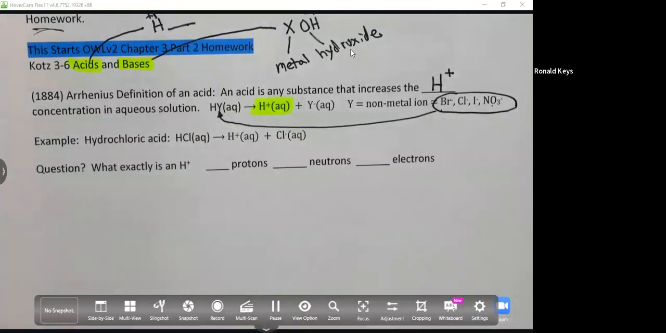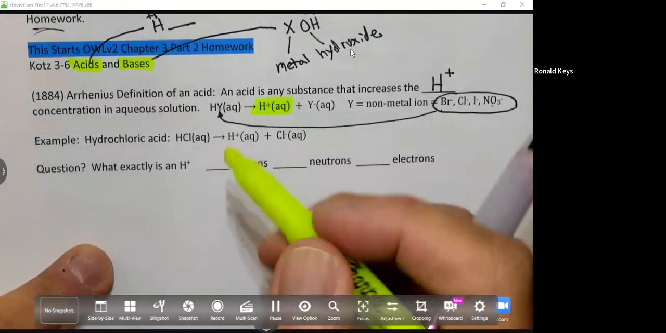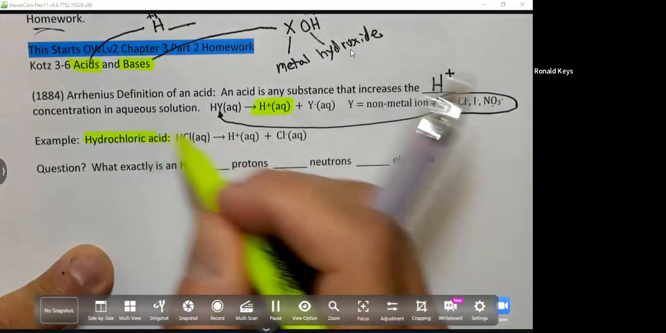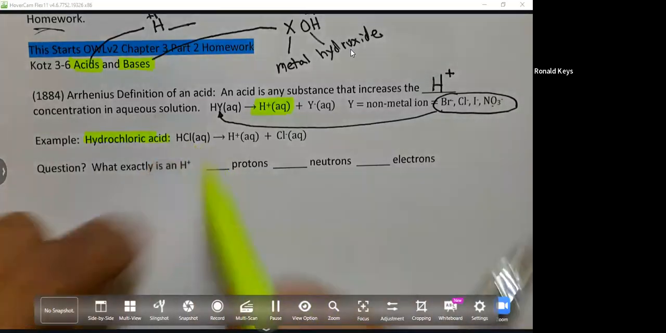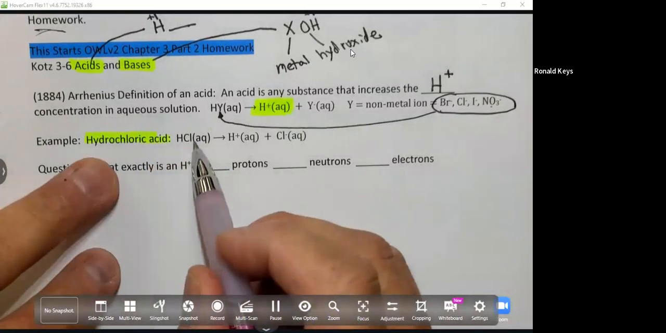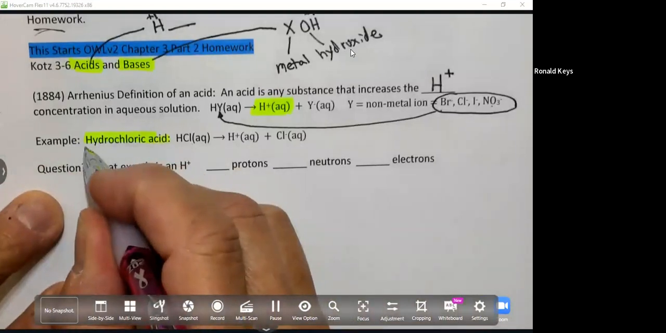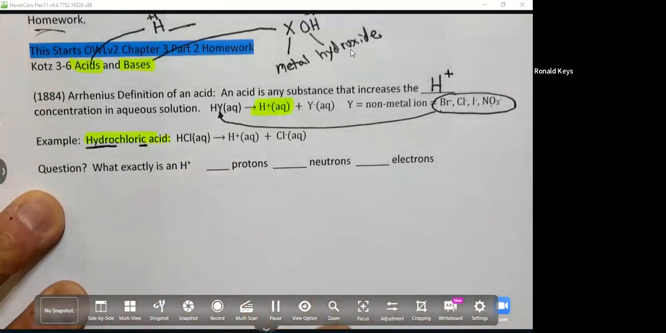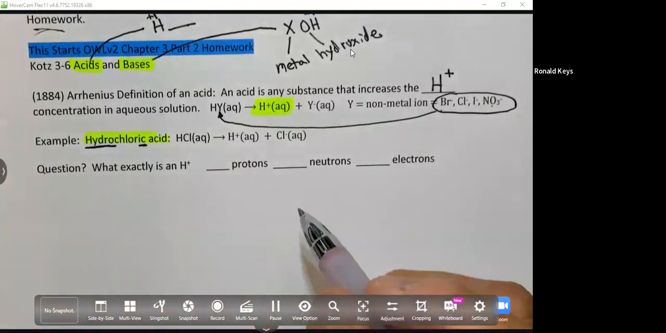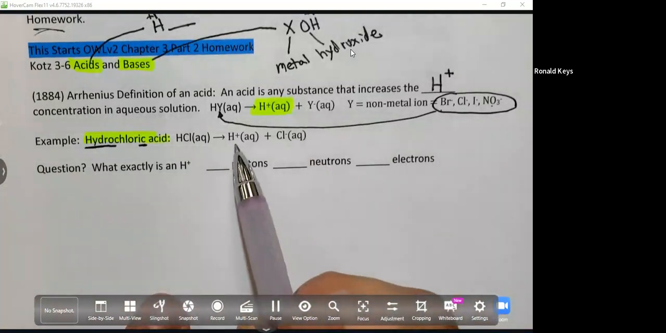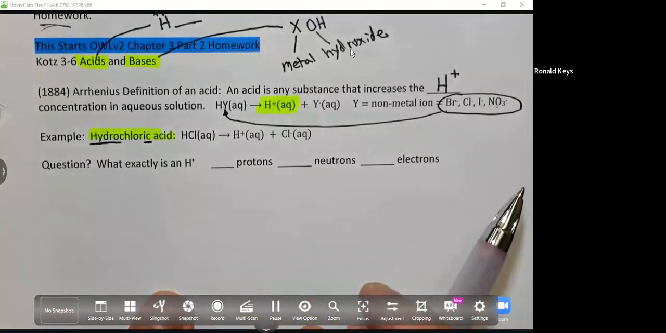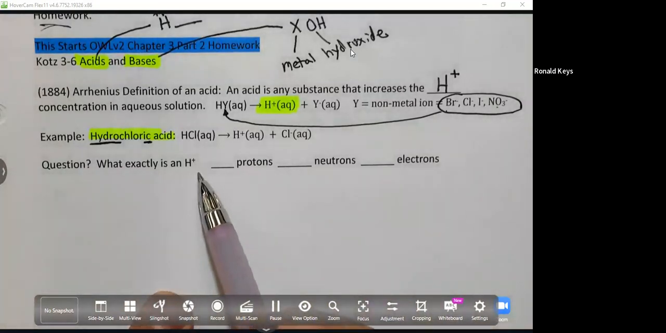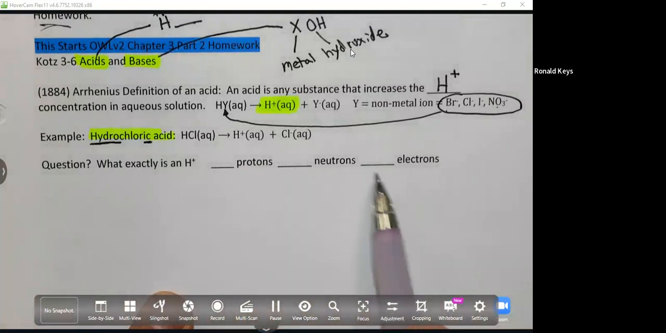So here's an example. This is just hydrochloric acid. So reminder, if we have an acid, it starts with hydrogen. This does not have any oxide in it. So we know that it starts with hydro and ends in ic, right? Hydrochloric acid. Okay, so this is going to give us H plus and Cl minus in solution. So my question to you is, what exactly is an H plus? How many protons, neutrons, and electrons?